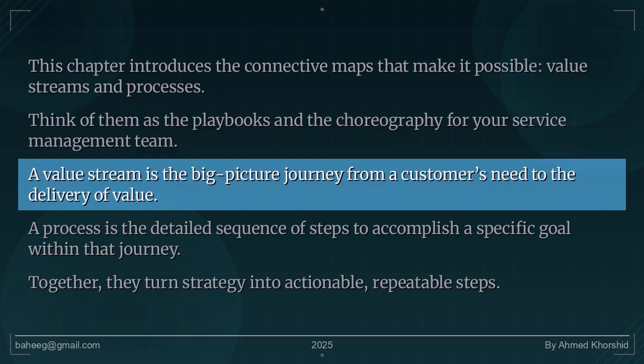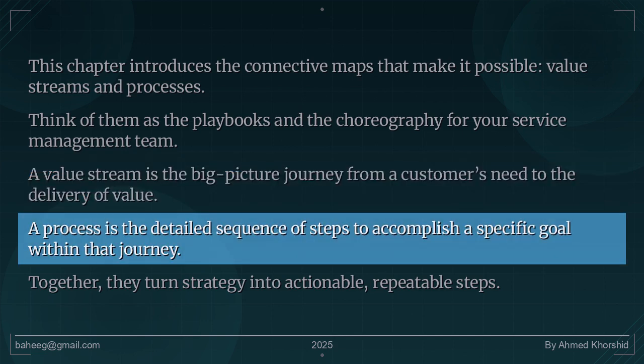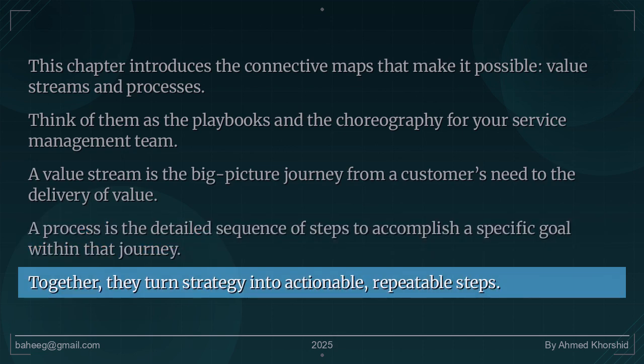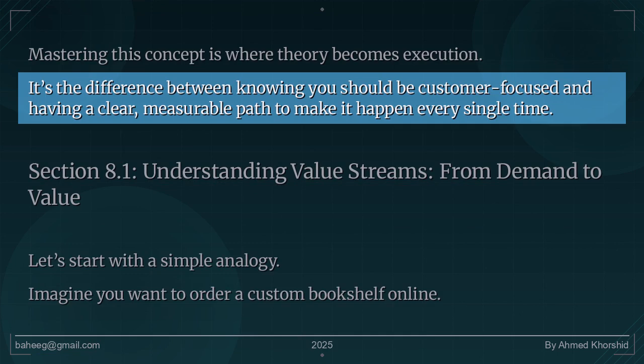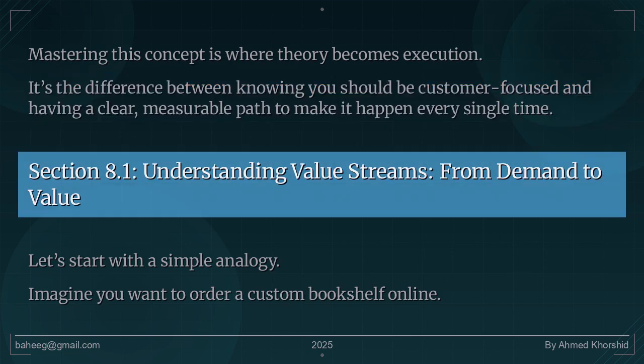A value stream is the big-picture journey from a customer's need to the delivery of value. A process is the detailed sequence of steps to accomplish a specific goal within that journey. Together, they turn strategy into actionable, repeatable steps. Mastering this concept is where theory becomes execution. It's the difference between knowing you should be customer-focused and having a clear, measurable path to make it happen every single time. Section 8.1 Understanding Value Streams, From Demand to Value.